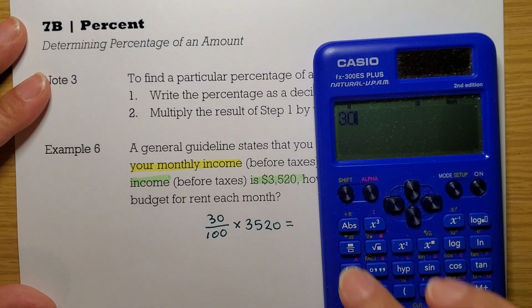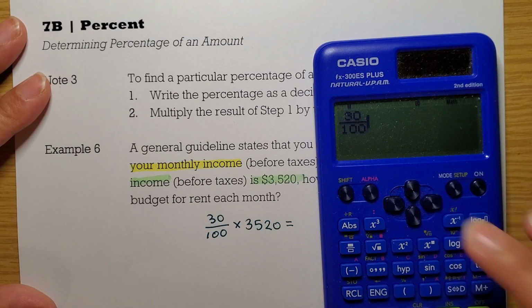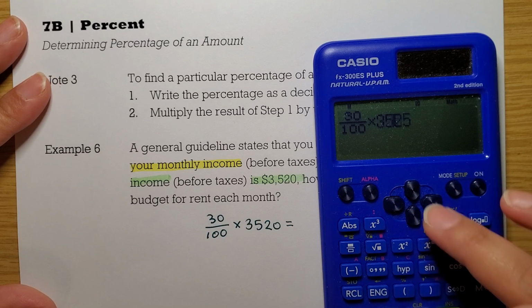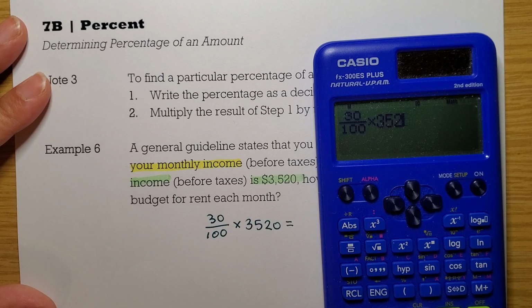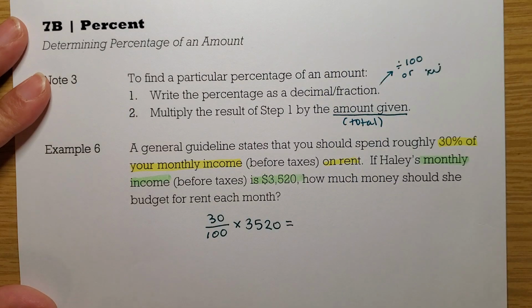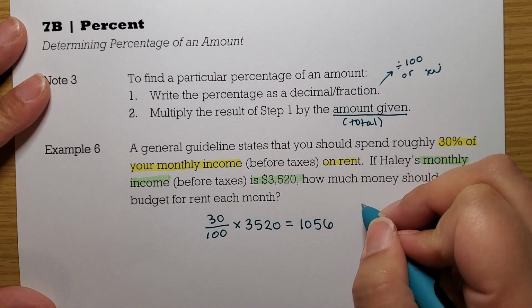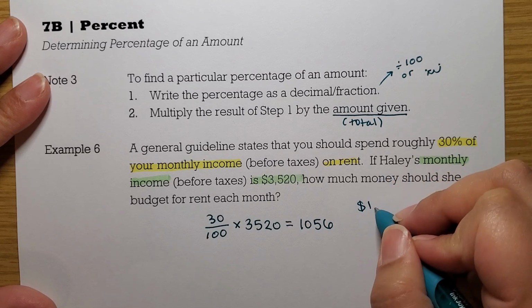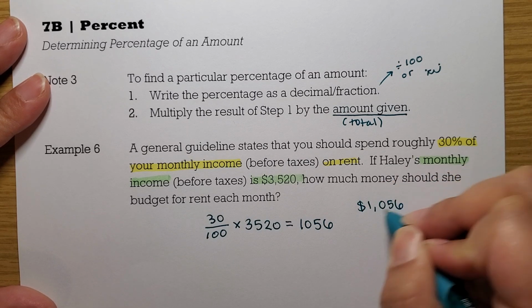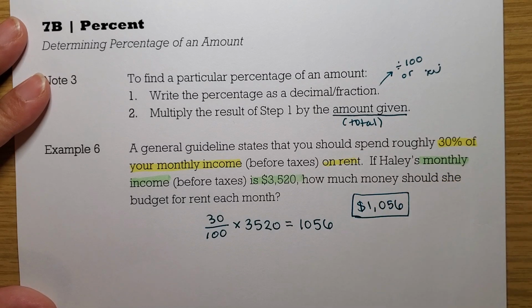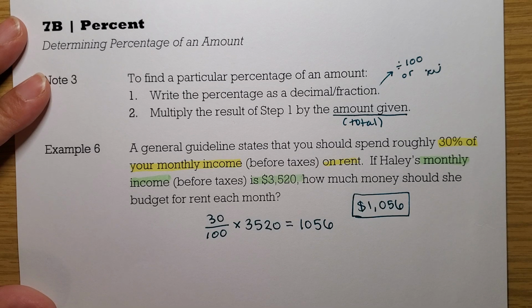So I'm going to do 30 out of 100 times 3,520. Make sure I don't reverse my digits here. 3,520. And I get 1056. All right, so that means Haley should be budgeting $1,056 for rent each month. So now she knows how much she can afford if she goes apartment hunting.